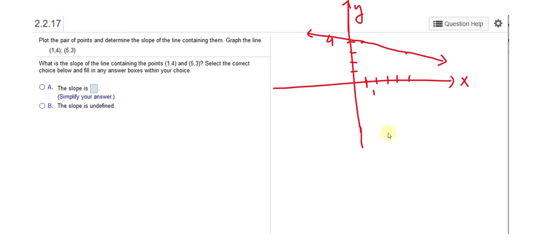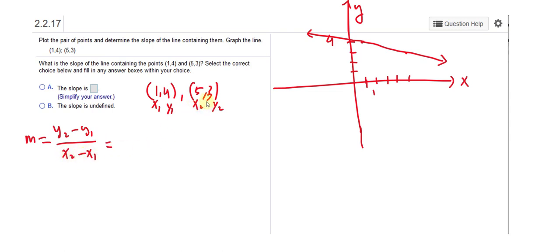How do I find a line? Well, we are given two points. You can find a line by using the point-slope formula. We have (1, 4) and (5, 3). We know that these are x1, y1, x2, y2. So I can find the slope m to be y2 minus y1 over x2 minus x1. y2 is 3, y1 is 4, x2 is 5, x1 is 1. So 3 minus 4 over 5 minus 1, which is minus 1 over 4.